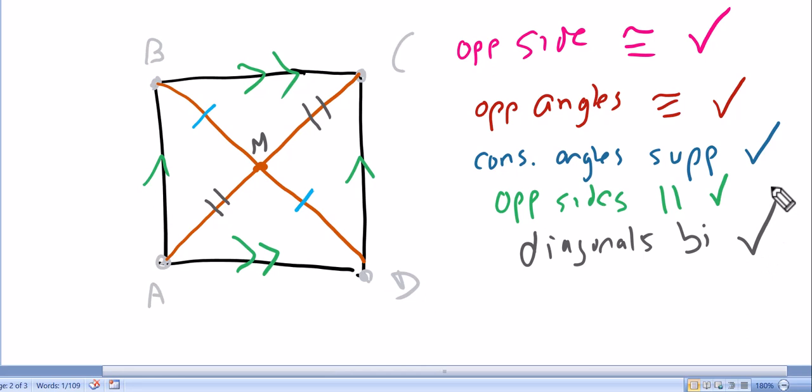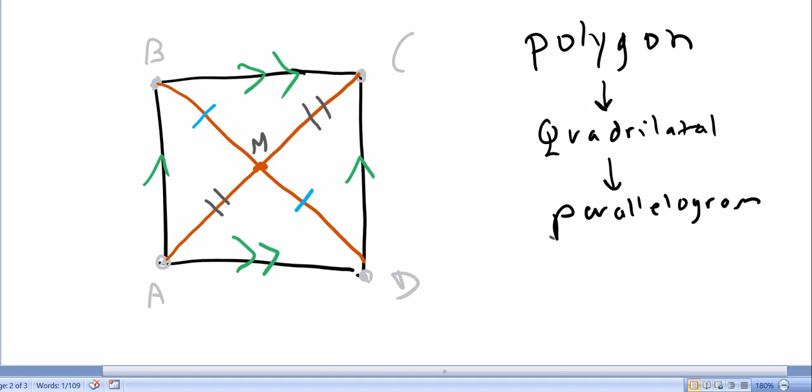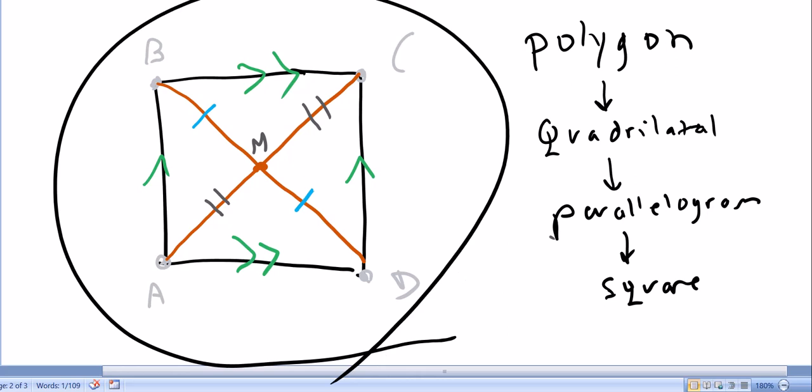So if we want to go into the details here, if we have a polygon that happens to be a quadrilateral, that happens to be a parallelogram, that happens to be a square, then this is what we're looking at. So a square is a special type of parallelogram, which is a special type of quadrilateral, which is a special type of shape called a polygon.